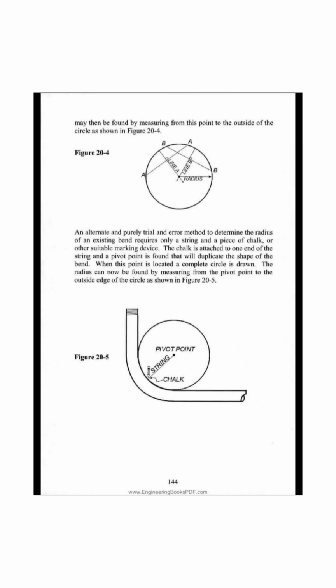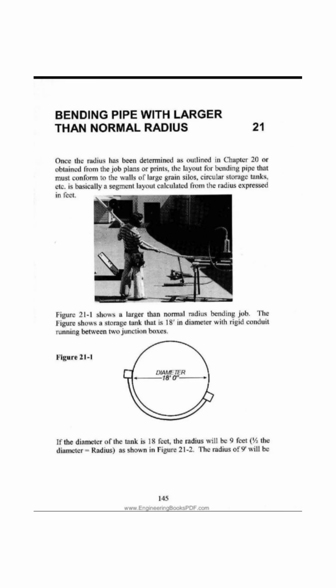Bending pipe with larger than normal radius, chapter 21. Once the radius has been determined as outlined in chapter 20 or obtained from the job plans or prints, the layout for bending pipe that must conform to the walls of large grain silos, circular storage tanks, etc.